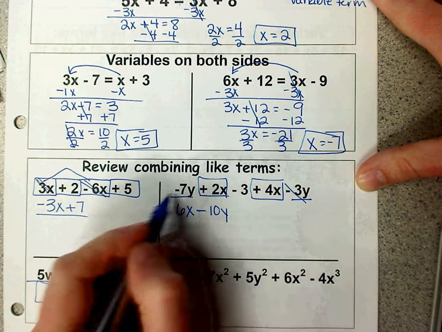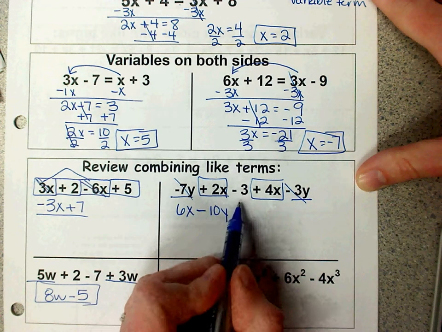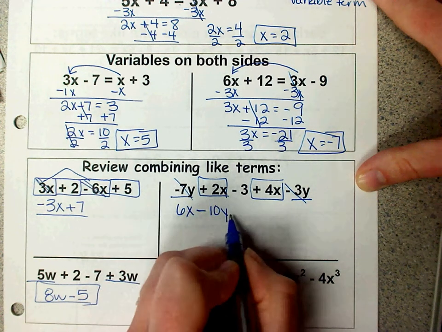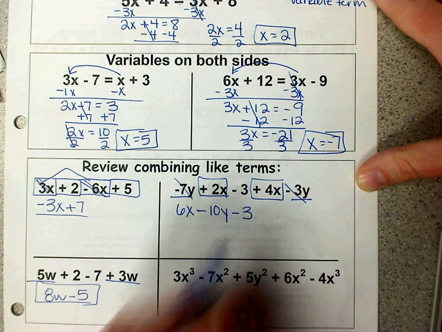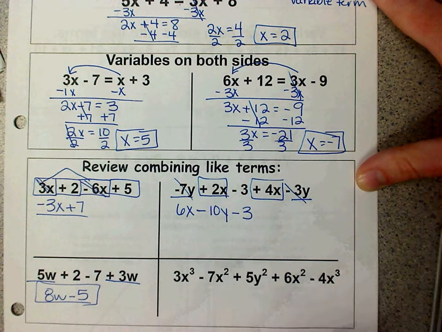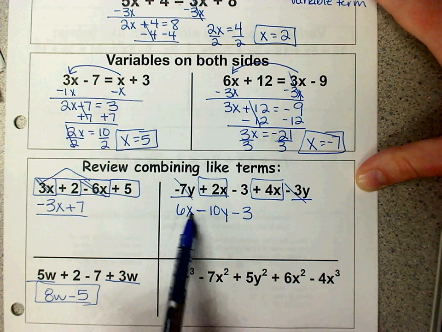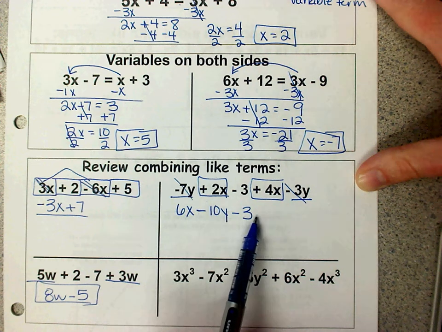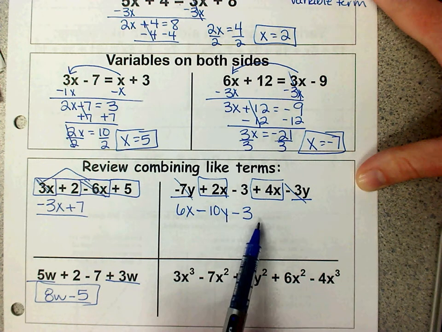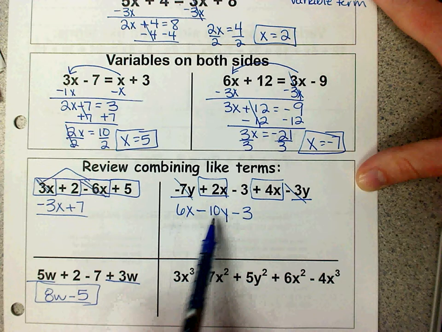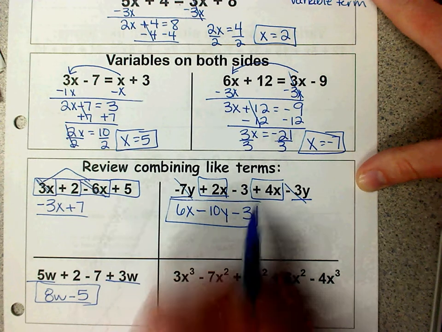Okay, those are out. And then we're just left with minus 3. There's nothing to combine it with, so let's just drop it down. Alright, we have to keep all 3 of these separate because they're not like terms. This has an x, that has a y, and this doesn't have a variable, it's just a constant. We can't combine any of those. So that's simplified.